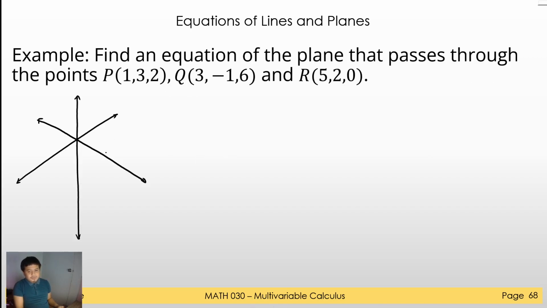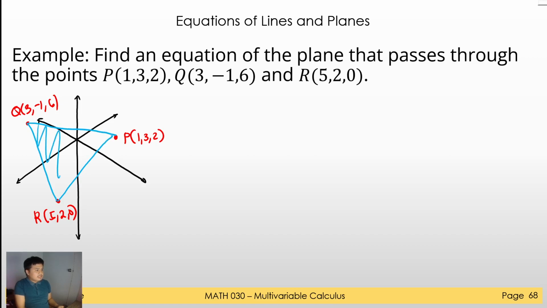So let's say this is your P. I know how to draw this already. So this is your P: 1, 3, 2, and then we have a Q here. So this is Q, which is 3, -1, and 6. And then we have this R here, which is 5, 2, and 0. So given these 3 points, we can find this plane. You can imagine we can draw a plane here that is this sheet and then extends through all directions.